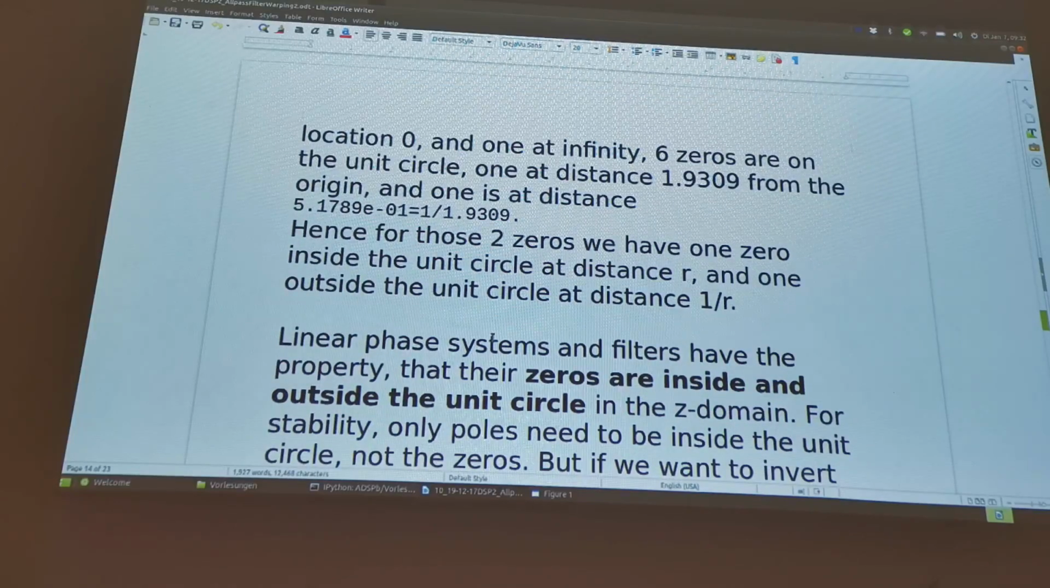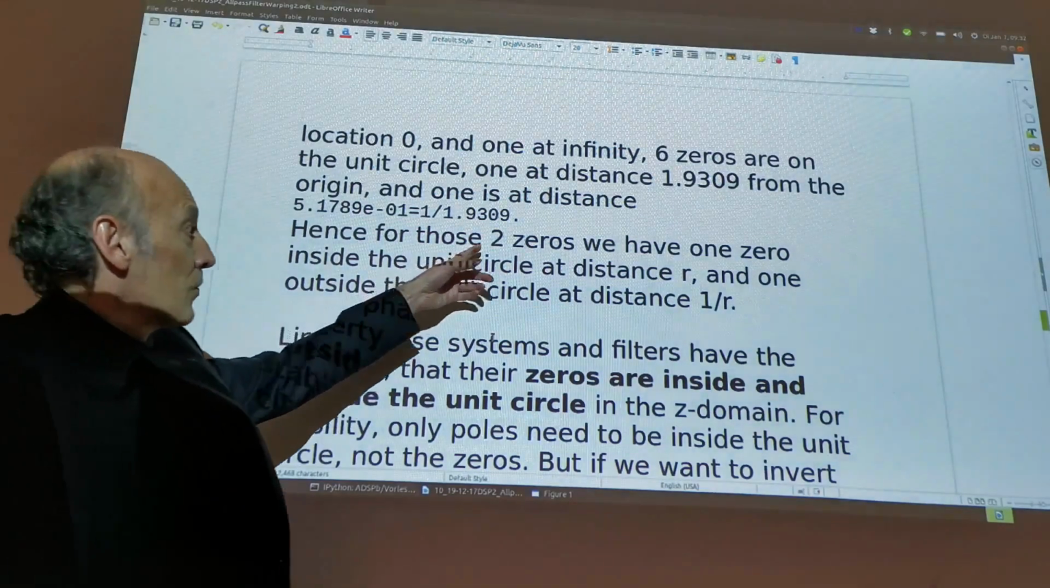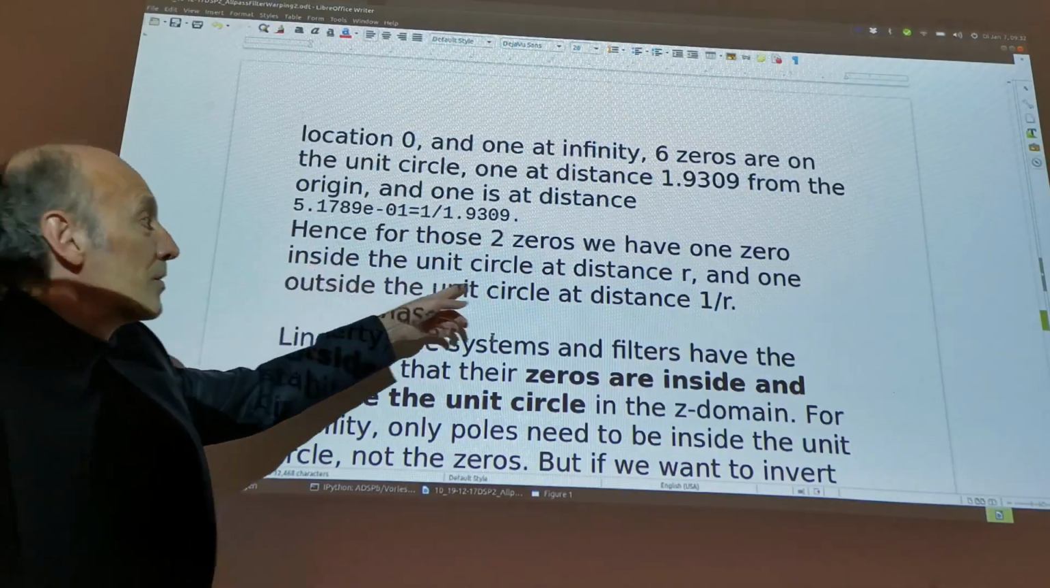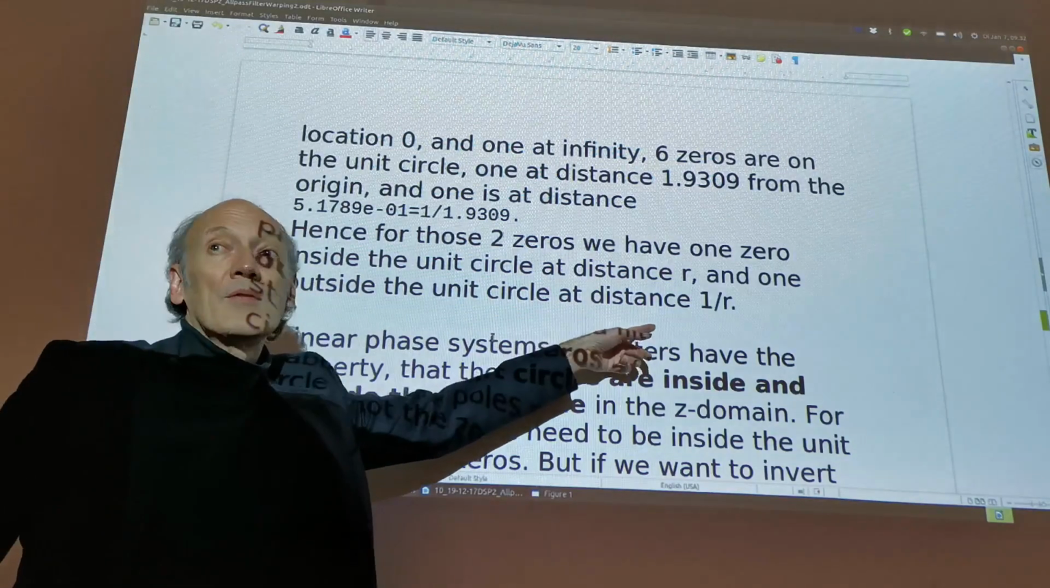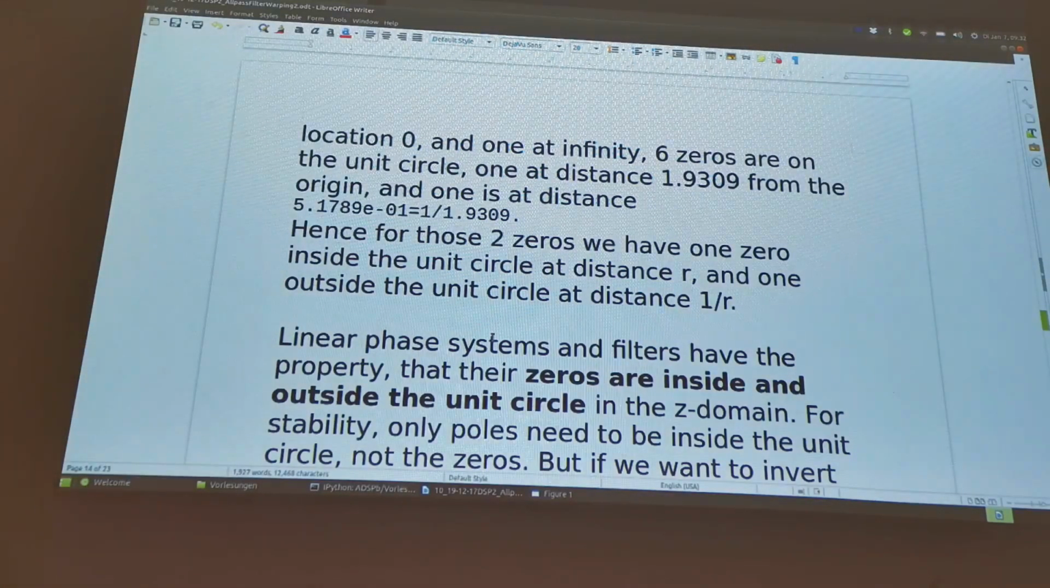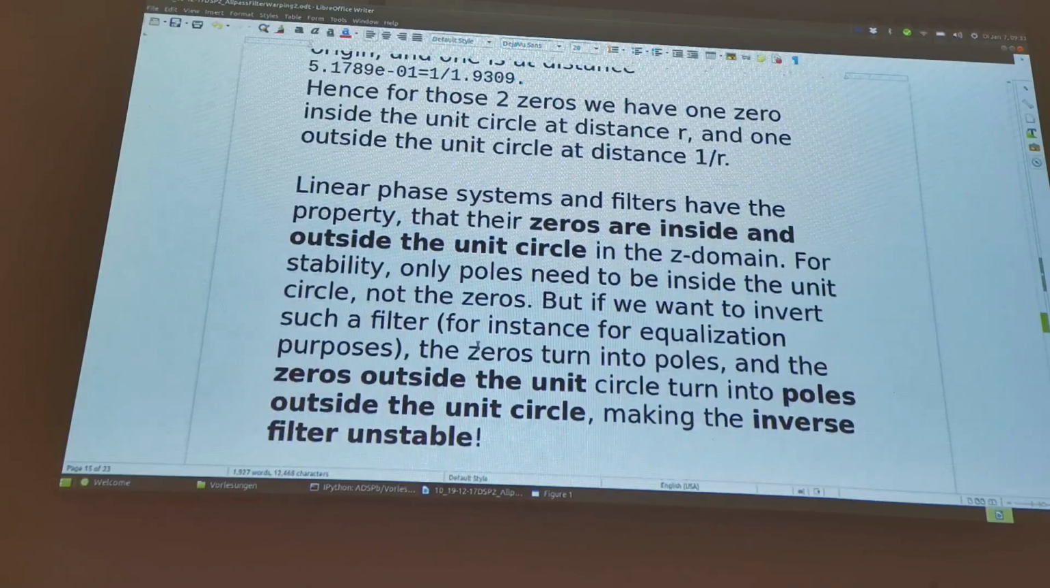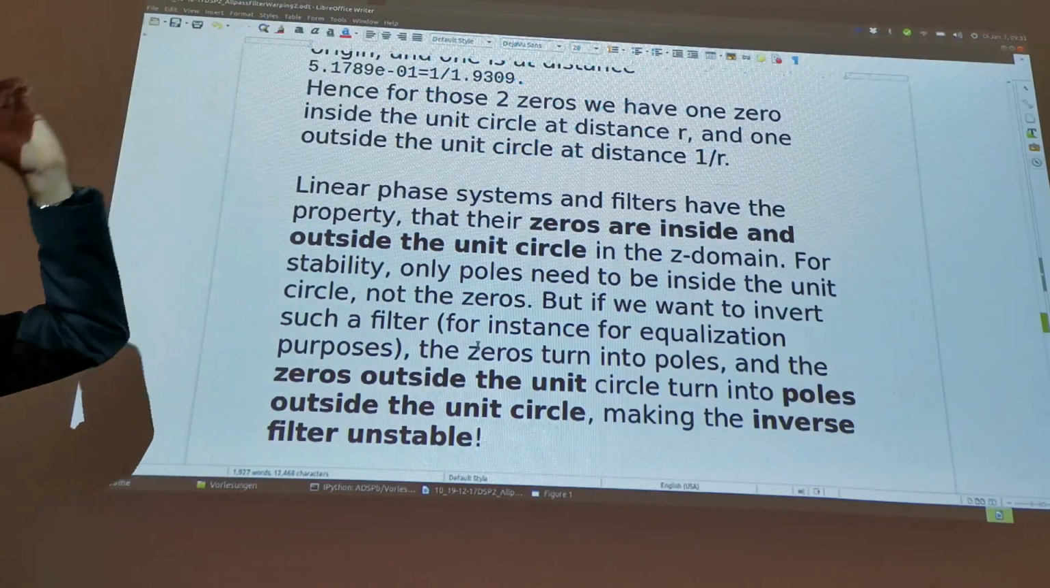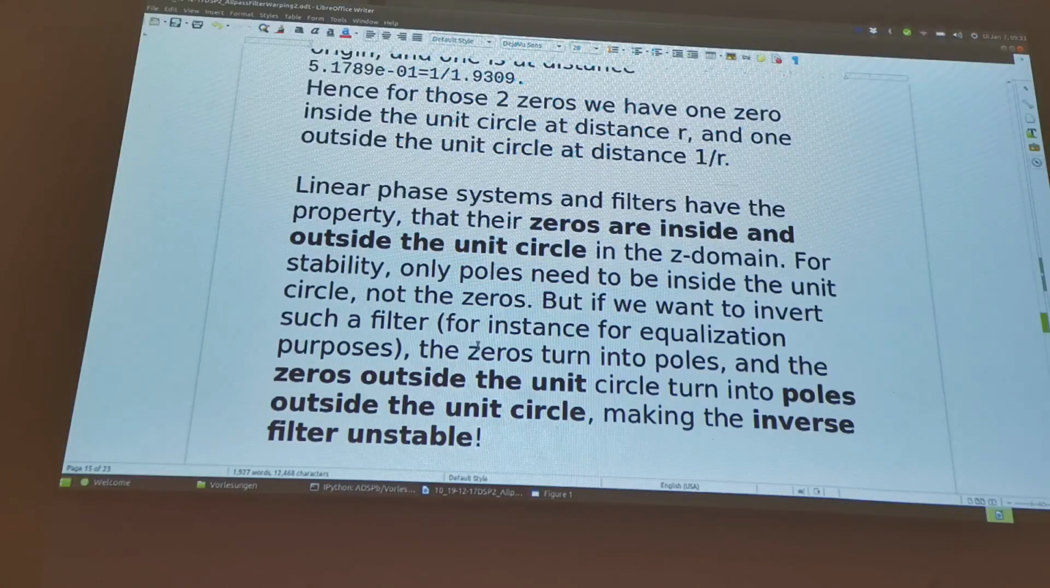So we have this relationship that for each pair, for 2 zeros, we have 1 zero inside the unit circle at distance r, and 1 outside the unit circle at distance 1 over r. So this is the rule for the linear phase filters. So that might remind you a little bit of the simple allpass filter. Do you remember the relationship between the pole and the zeros? So we had a pole inside, and then there was a zero 1 over r outside. Right? So you have the same effect here, just that this is now true zeros. There's no pole involved here.